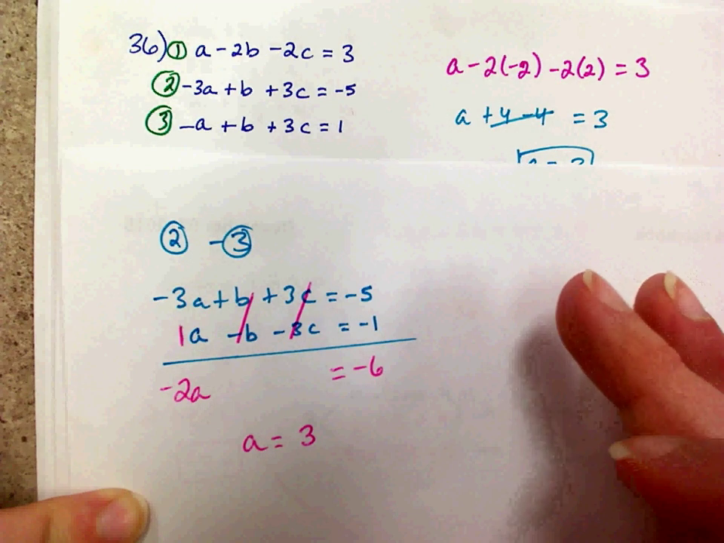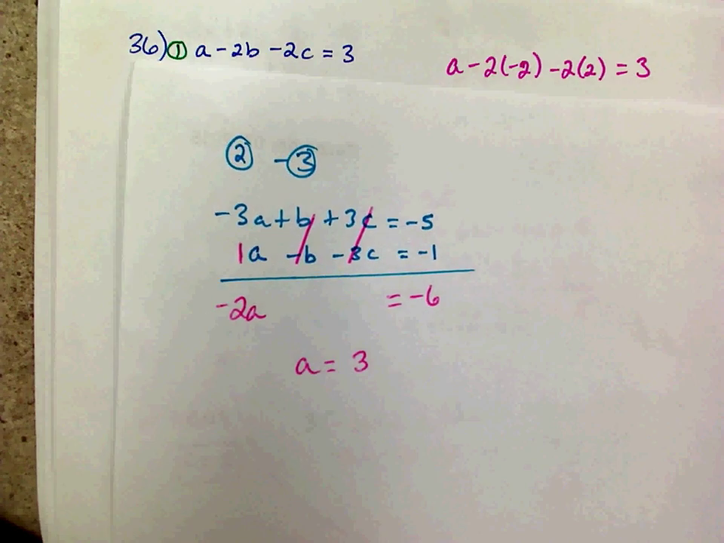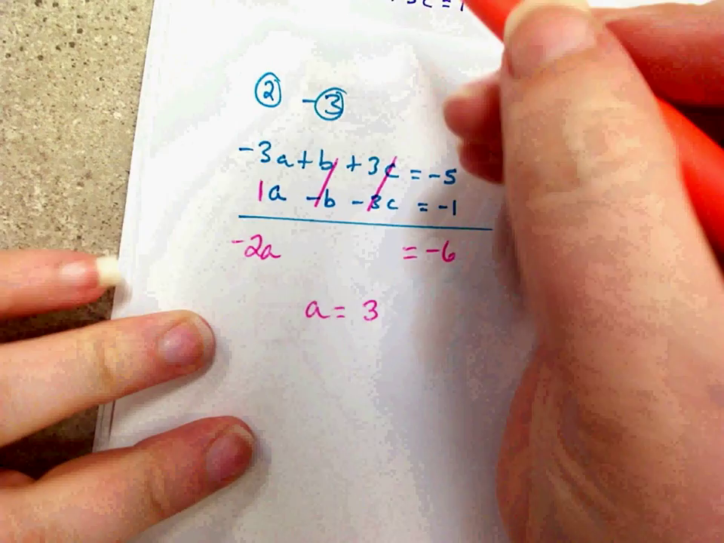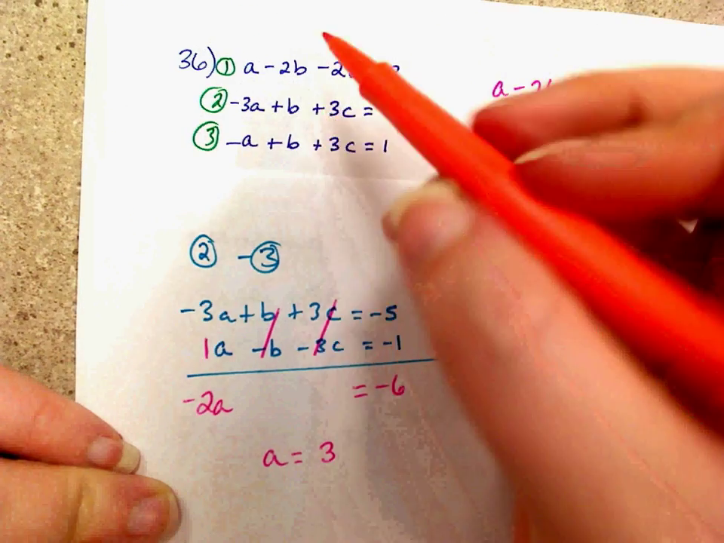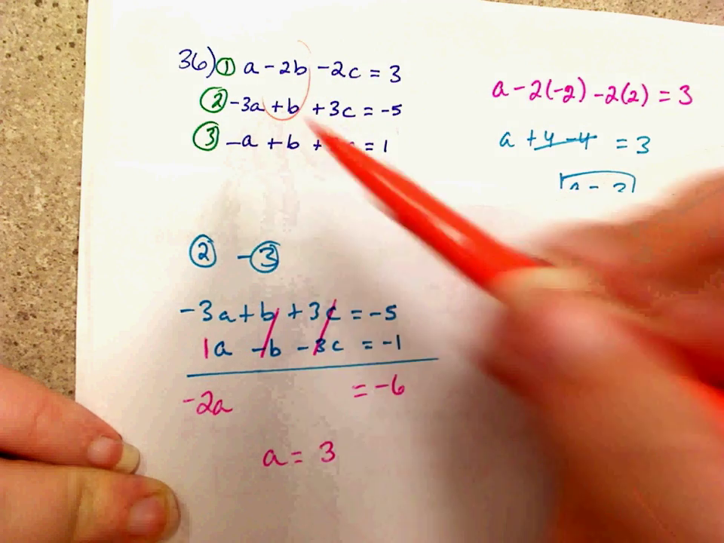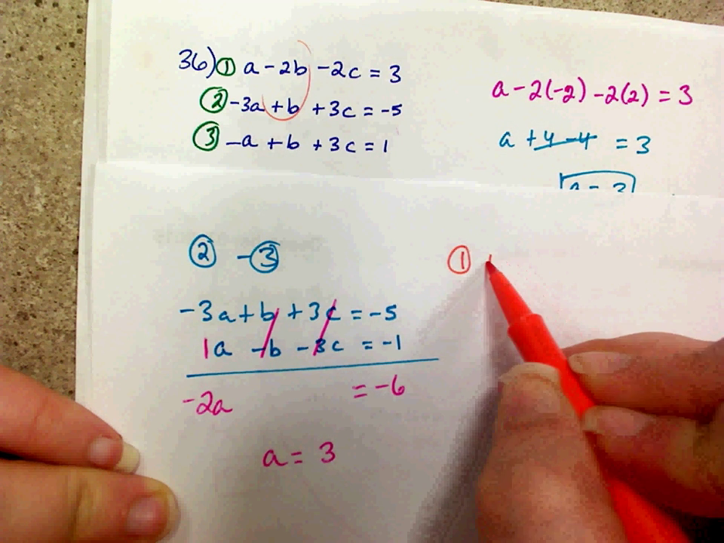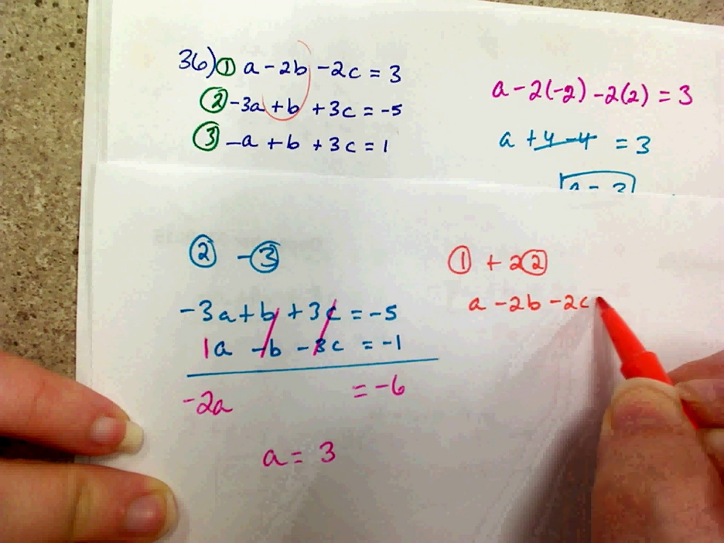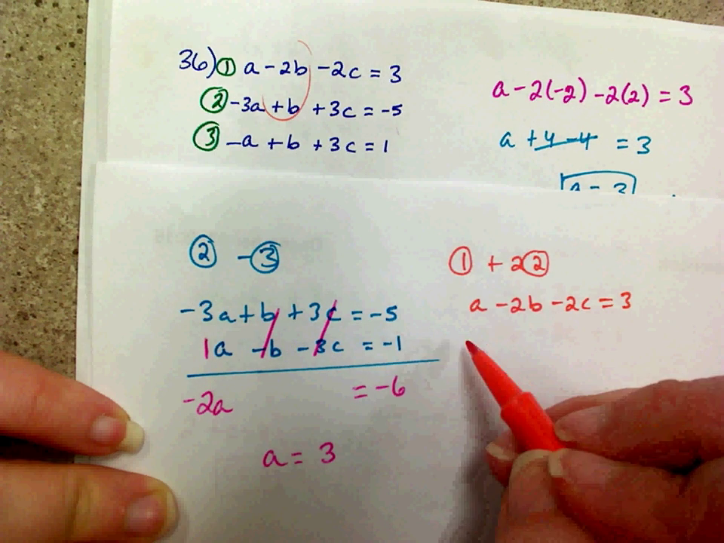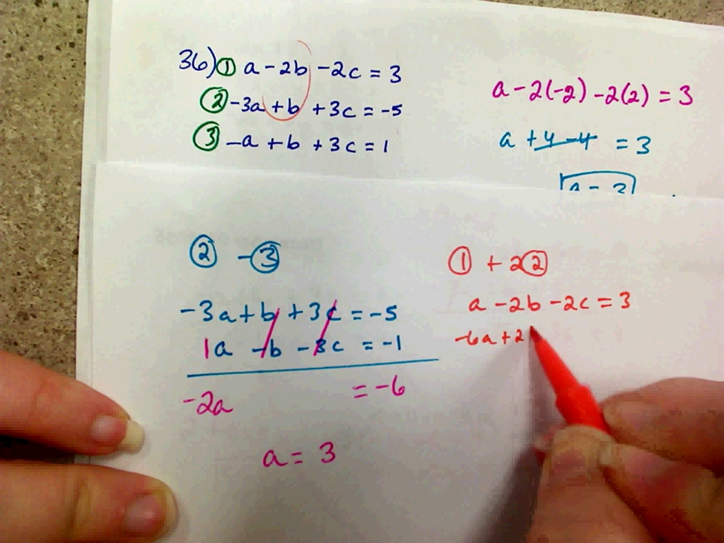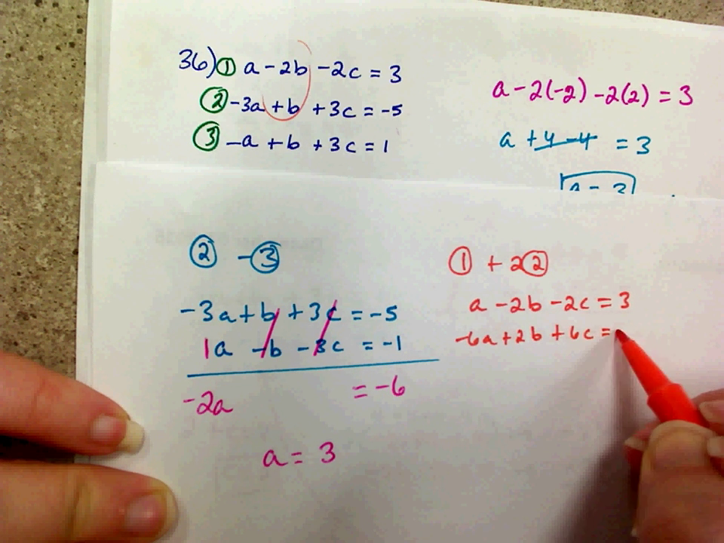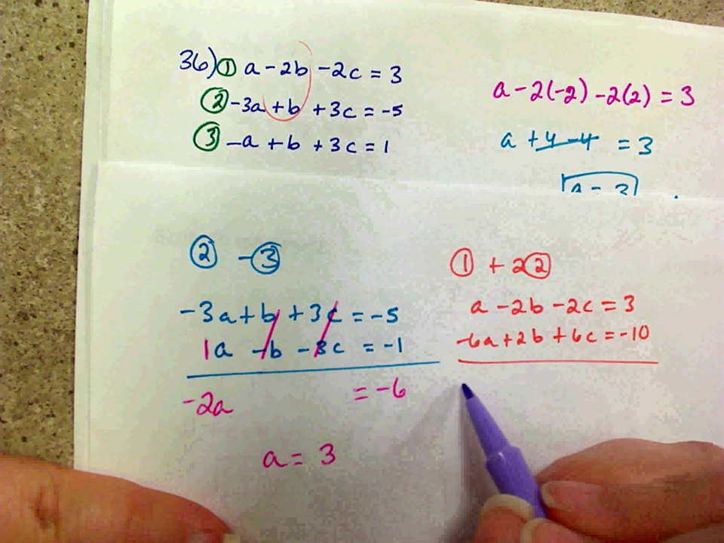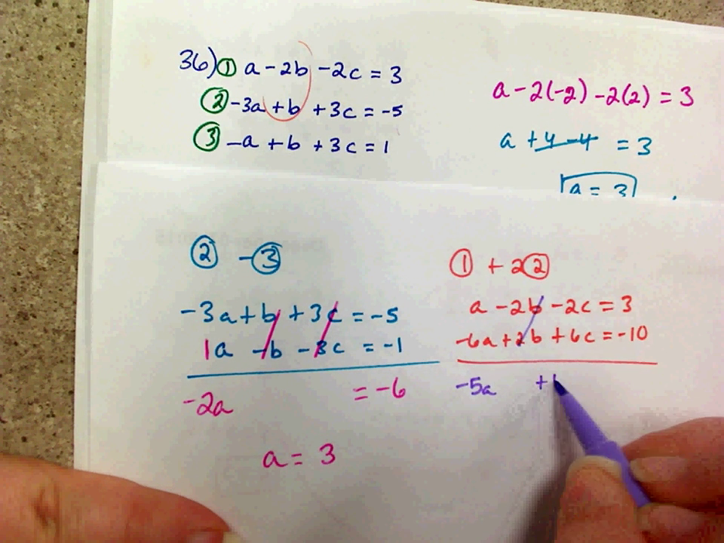Okay? So, what I want to do is I want to target, can't use row 2 and 3 again. So I'm going to target B, and I'm going to target it with 1 and 2. So what I'm thinking is if I take this and I multiply row 2 by 2, so row 1 and then 2 times row 2. Okay? So row 1 is A minus 2B minus 2C equals 3. And row 2 times 2 is negative 6A plus 2B plus 6C equals negative 10. So multiply by 2. And then I add. So when I add, I've got a negative 5A, B's cancel out, I've got a positive 4C, and then I've got a negative 7.